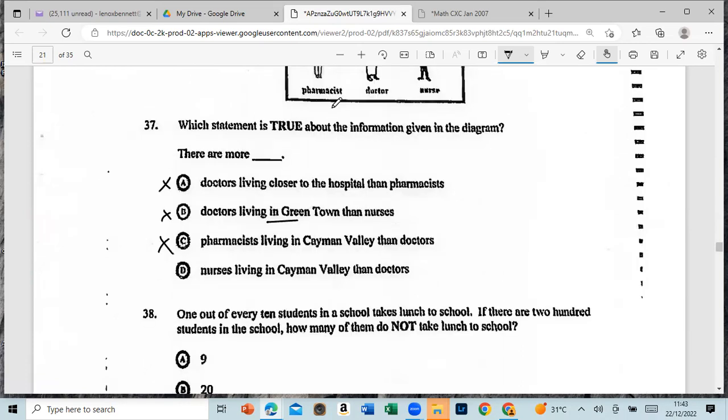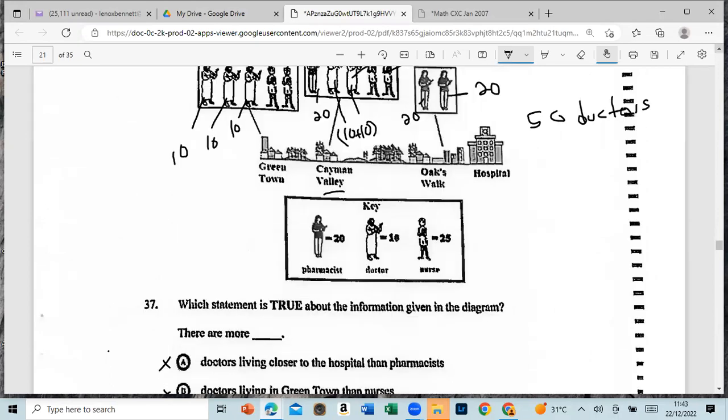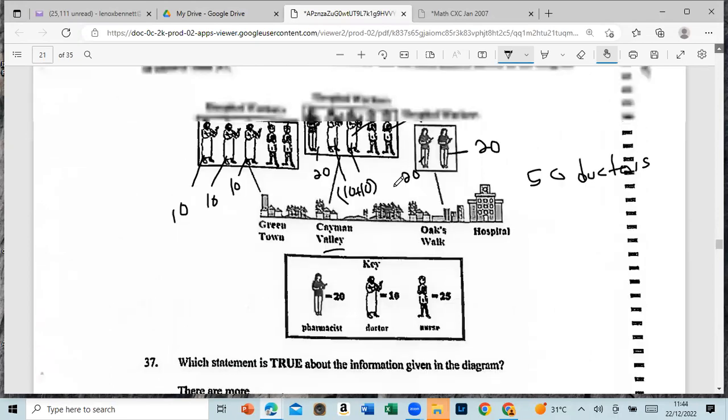I think they should give you guys more time though. All right, someone said either way it's D. Let me see. Oh, Joshua. All right. Nurses living, we see if this is true. There are more nurses living in Cayman Valley than doctors. So let us go to Cayman Valley and see if there are more nurses than doctors.